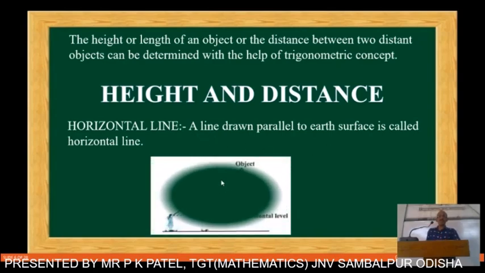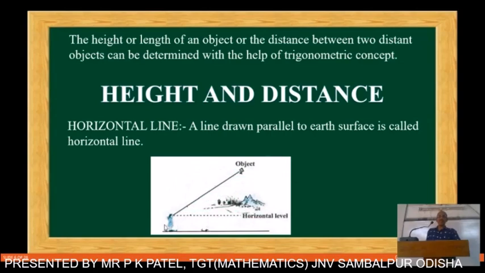Take the figure here. Now observe in the figure, this person is observing the object, and the line that is parallel to the earth, from the eye of the observer to the base, this dotted line, is known as the horizontal line.